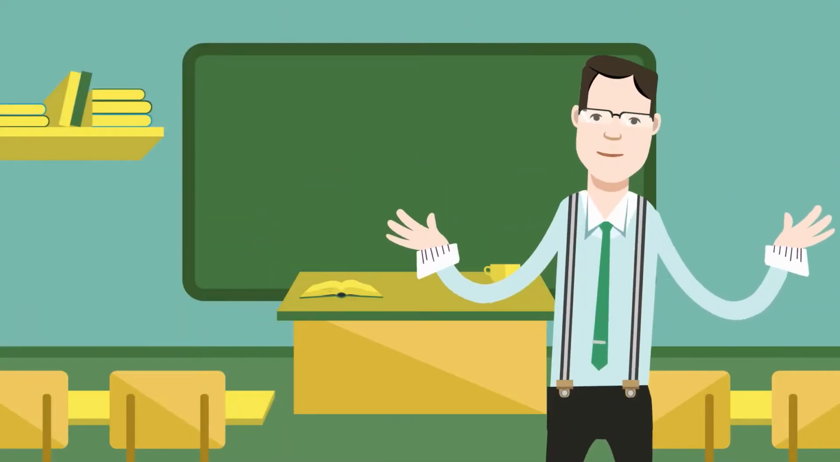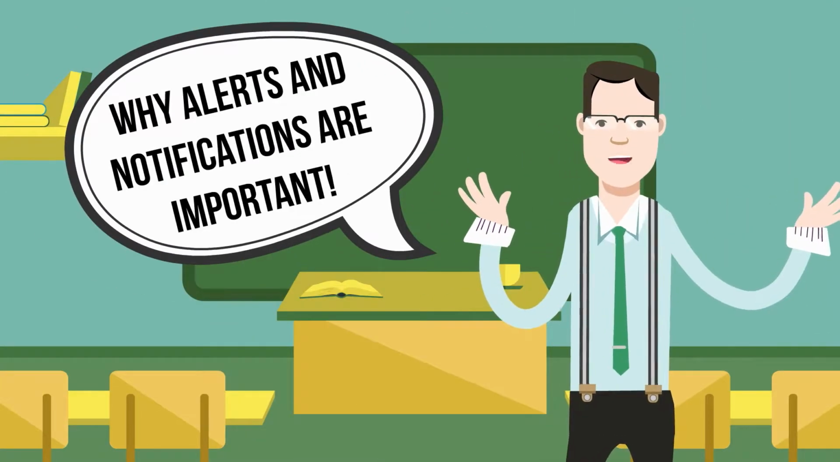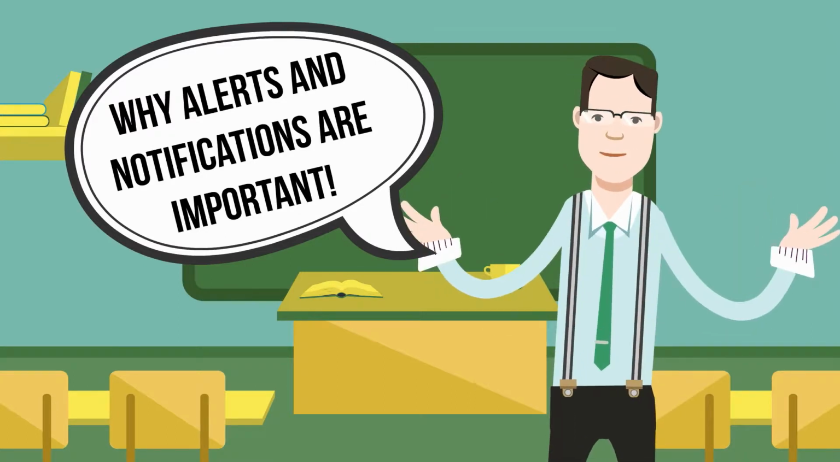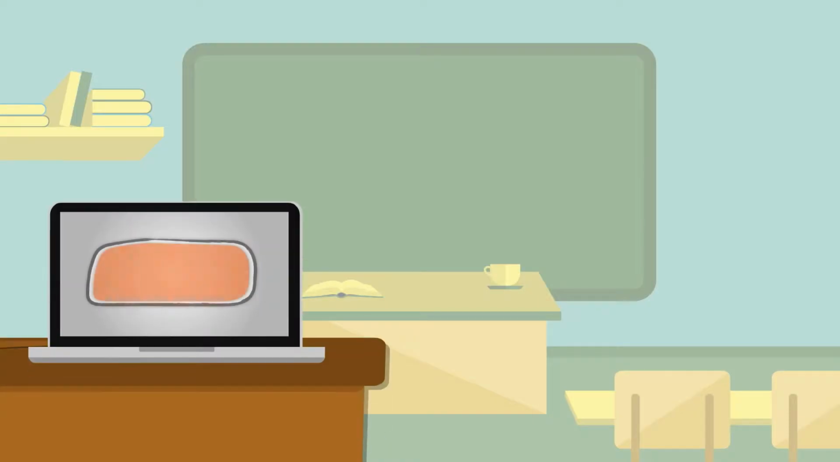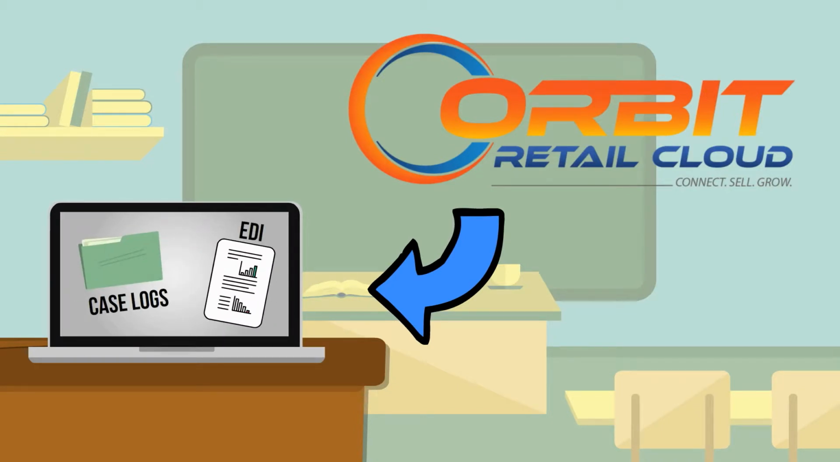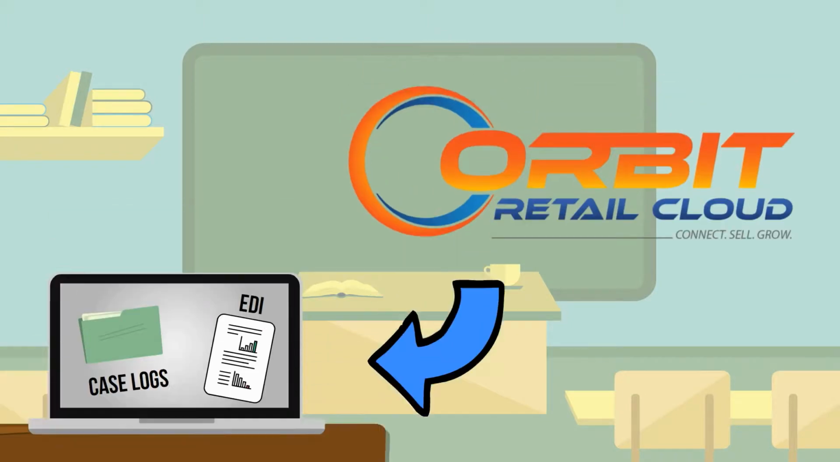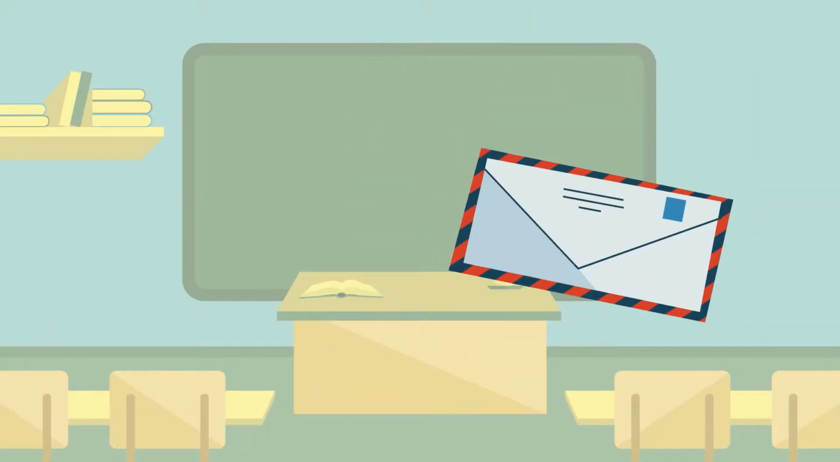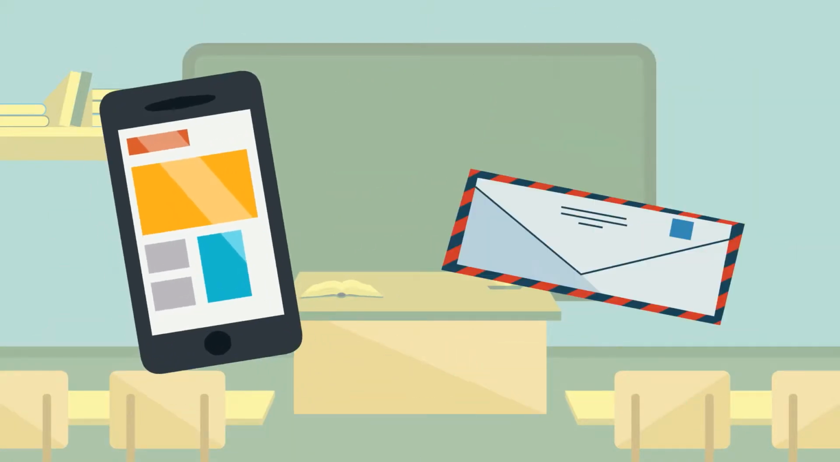Before we begin, let's quickly discuss the reasons why setting up alerts and notifications are important. By setting up alerts and notifications, Orbit will be able to send important information to you right away, such as the status of certain orders, EDIs, case logs, and etc. You can change your preferences to receive these notifications either through email or text.